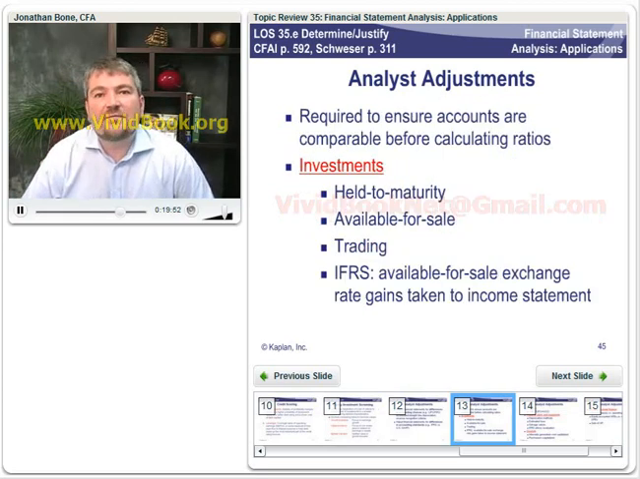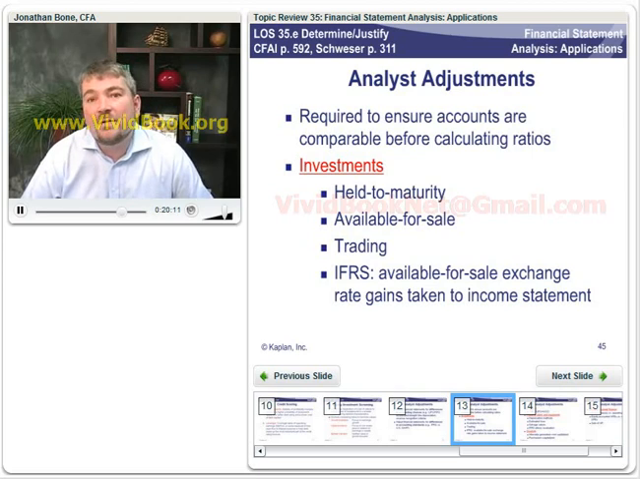So let's have a look at a few adjustments that the analysts would need to make. Now, of course, we know with investments there are three potential classifications for our passively held investments. Held to maturity, that applies to debt, which means we're going to see amortized cost in our balance sheet and no recognition of fair value changes.